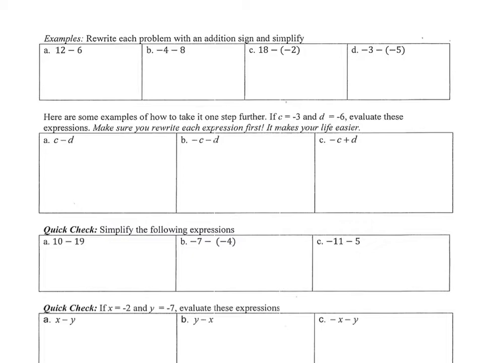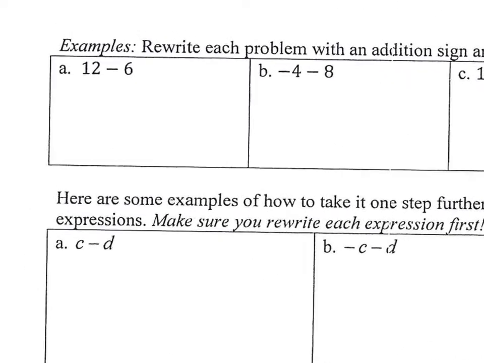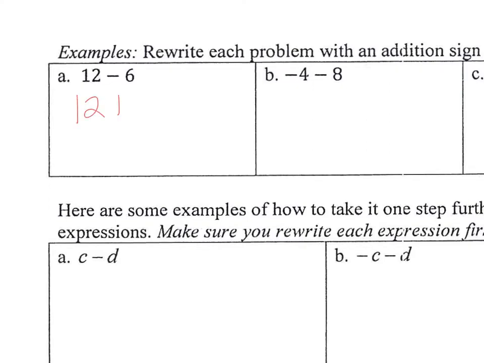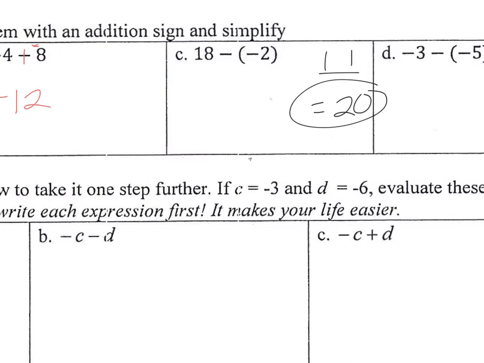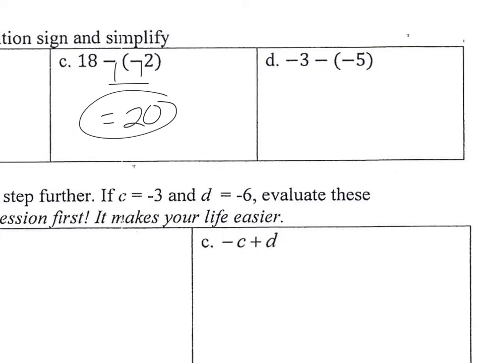So here's more examples. So 12 minus 6. I know we know 12 minus 6 is 6, but it could be 12 plus, now you gotta make 6 an opposite. So 12 plus negative 6 is 6. Negative 4 plus negative 8 is negative 12. 18, there's two negatives, so two negatives make a positive. It's 20. Oops. And then D, negative 3 plus, I changed this to an opposite, so negative 3 plus 5 is positive 2.